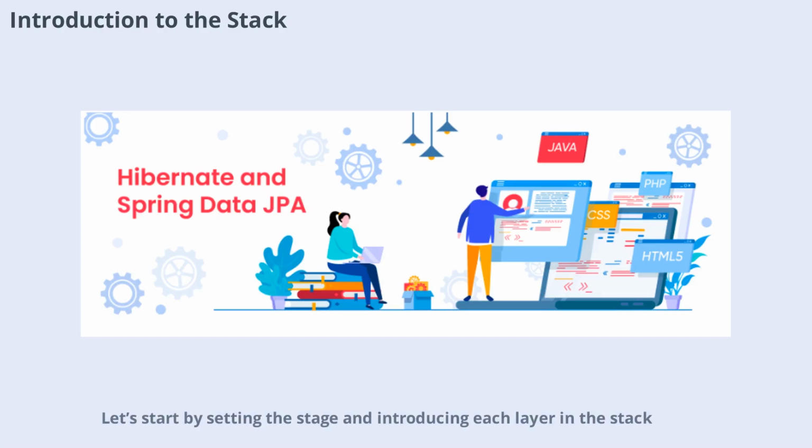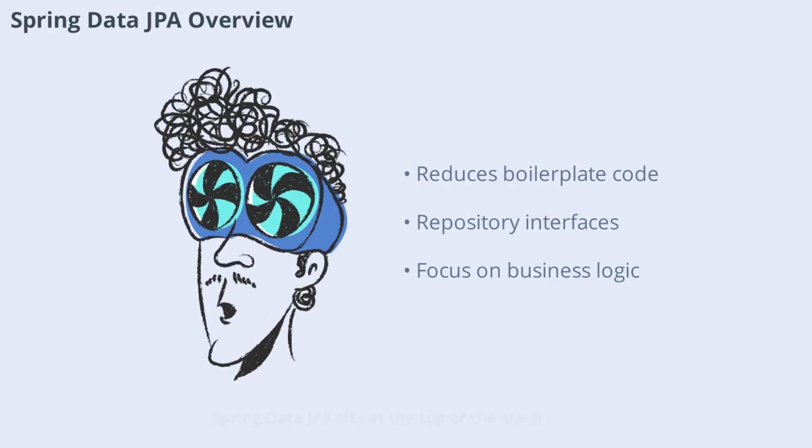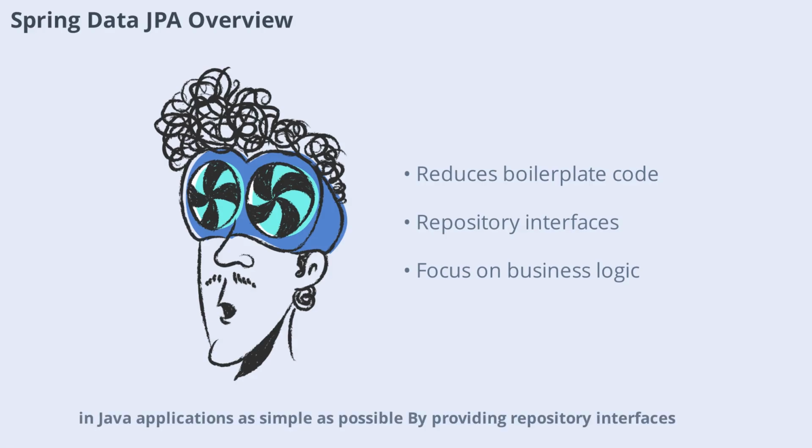Let's start by setting the stage and introducing each layer in the stack, from the highest abstraction to the foundational database. Spring Data JPA sits at the top of the stack. It's designed to make database interactions in Java applications as simple as possible. By providing repository interfaces, it eliminates much of the repetitive code developers used to write for CRUD operations. Instead of manually handling queries and transactions, you can focus on your business logic, letting Spring Data JPA handle the rest. This abstraction is especially helpful in large projects where code maintainability and speed of development are crucial.